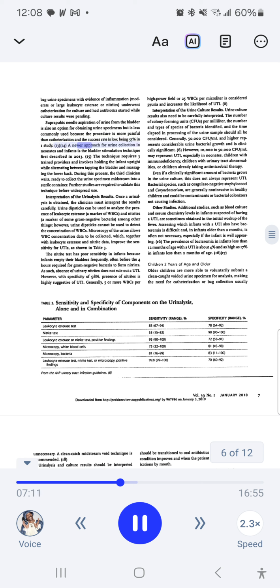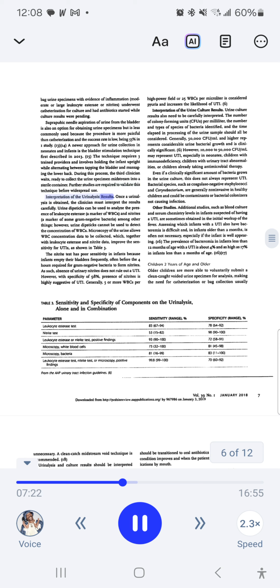A newer approach for urine collection in neonates and infants is the bladder stimulation technique, first described in 2013. The technique requires 3 trained providers and involves holding the infant upright while alternating between tapping the bladder and massaging the lower back. During this process, the third clinician waits to collect the urine specimen midstream into a sterile container. Further studies are required to validate this technique before widespread use.